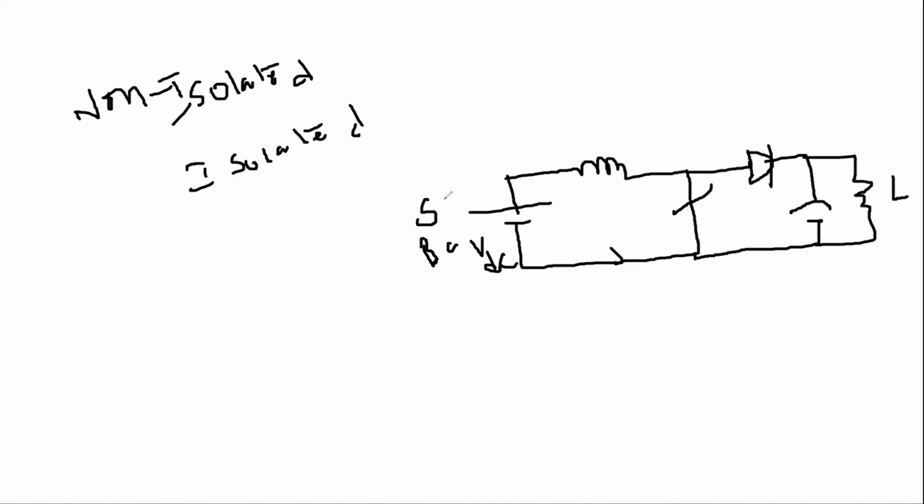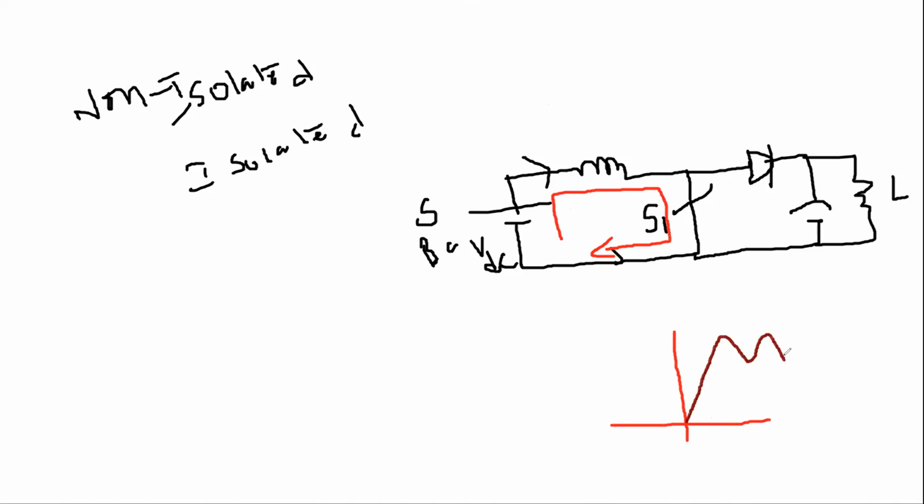If I need to send the supply from source to load, I use an inductor and a power electronic switch, this is switch S1. Now when you turn on the switch, what will happen? This is a closed loop path, so you can apply KCL or KVL here. What is the purpose of the inductor and capacitor? When you turn on the switch, the inductor will charge. When you turn off the switch, the inductor will discharge. Charging, discharging, charging, discharging, like this.